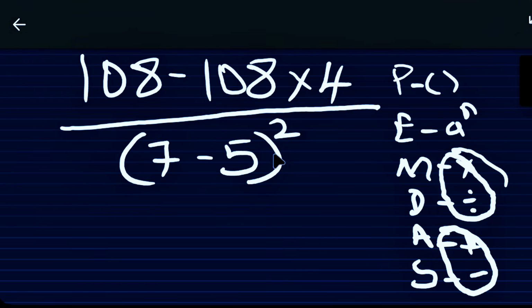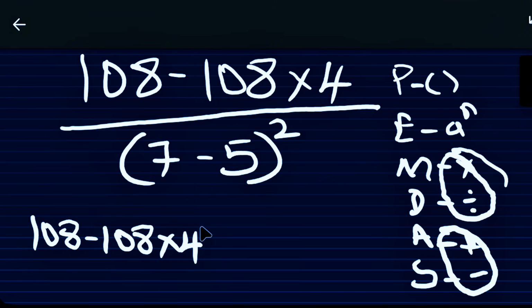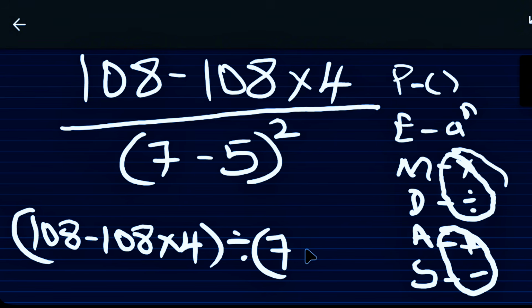So from here, the first thing we are going to do is to rewrite this whole fraction. So we are going to have 108 minus 108 times 4. We'll put this in parentheses, then divide, this division line here, open parentheses, 7 minus 5 all squared. Now looking at this first parenthesis, because according to the order of operation, we have to attend to the parentheses first.